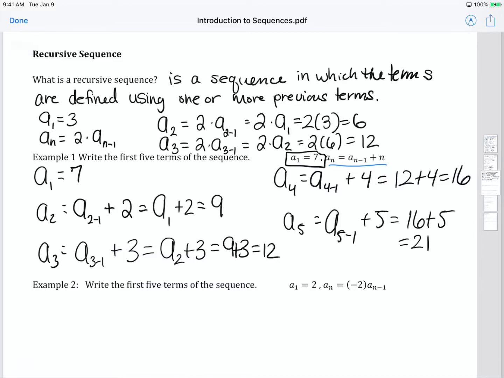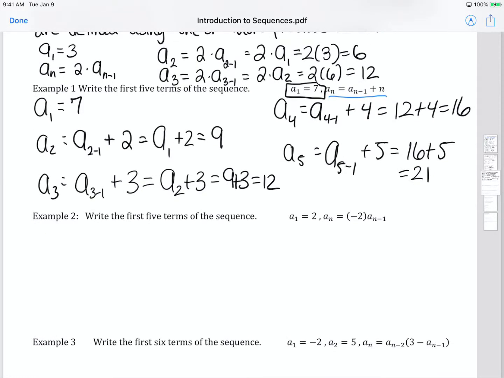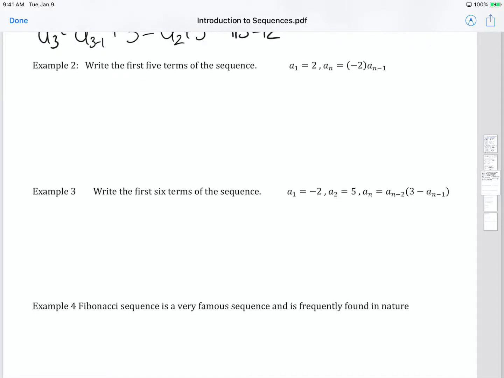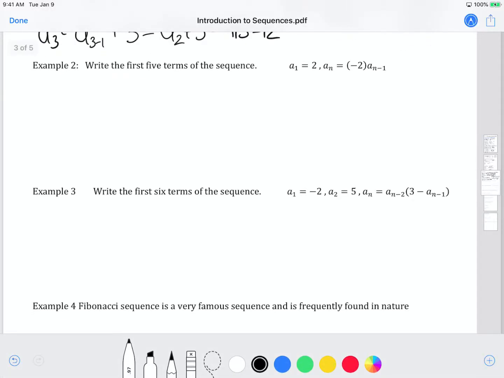So A2 was defined by A1, A3 was defined by A2, so we keep using the previous term in order to get the next term. And that's exactly what a recursive sequence is: when you use previous terms, at least one, maybe more, to define future terms.